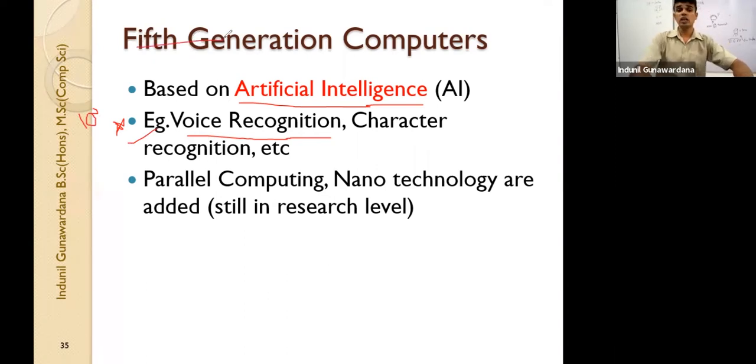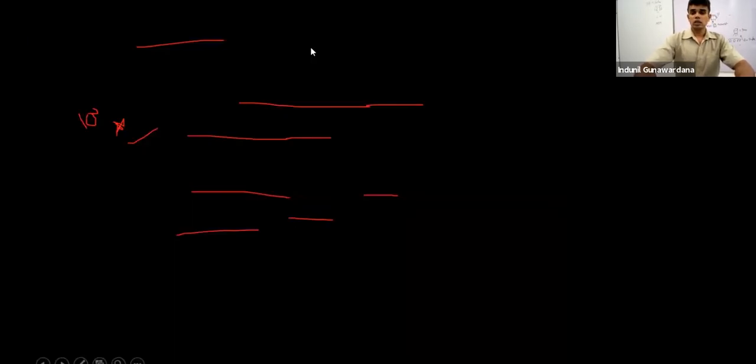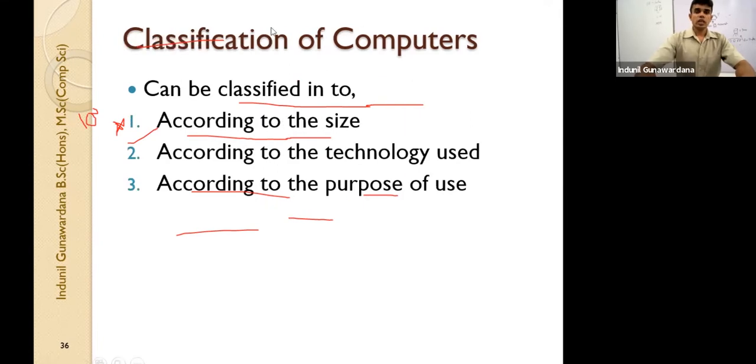So in the near future, we'll step into the fifth generation. There we have parallel computing, nanotechnology, grid computing. They are still at research level, not that successful. That's why we are saying that we are still in fourth generation. Right. Then that's what the generations of computers are. Hope that you all are clear with that.